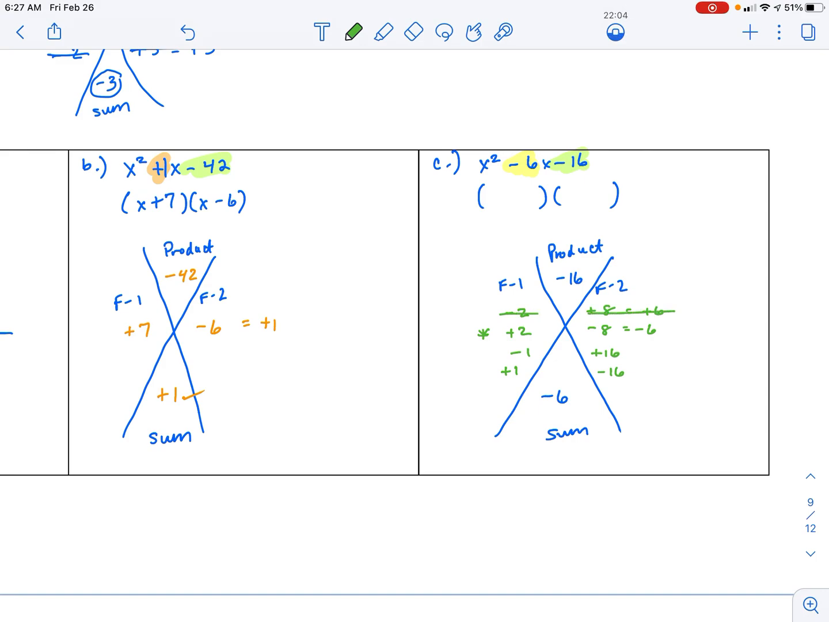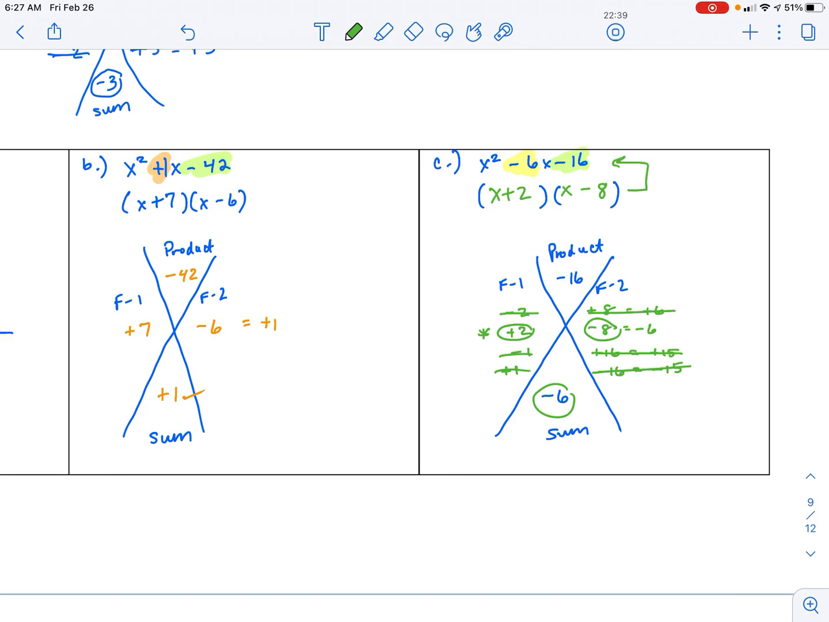I'm going to cross the first one out. Let's double check on the next two. Negative 1 times positive 16 does give me negative 16, but when I add those together, I get a positive 15. Not so. Same thing here. Positive 1 times negative 16 gives me negative 16. If I add those together, I get a negative 15. That's not correct either, because I'm looking for something that adds together to give me negative 6, which these two factors here do for us. So if I have x plus 2 and x minus 8, I have successfully factored that trinomial. X plus 2 times x minus 8 would bring me back to that form.